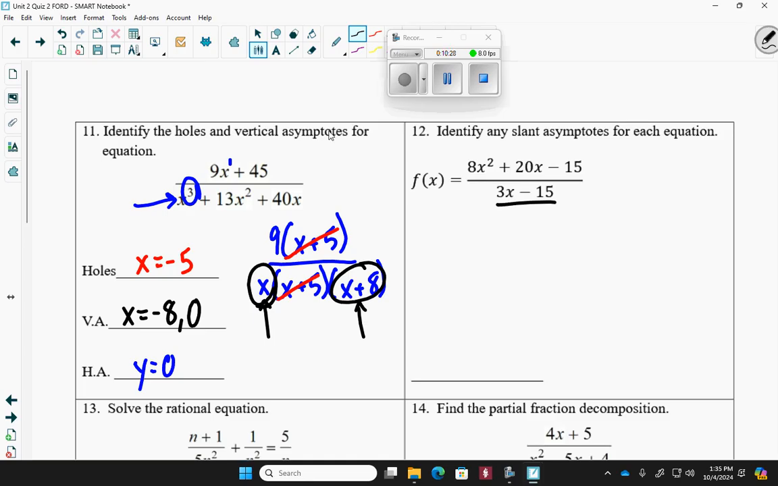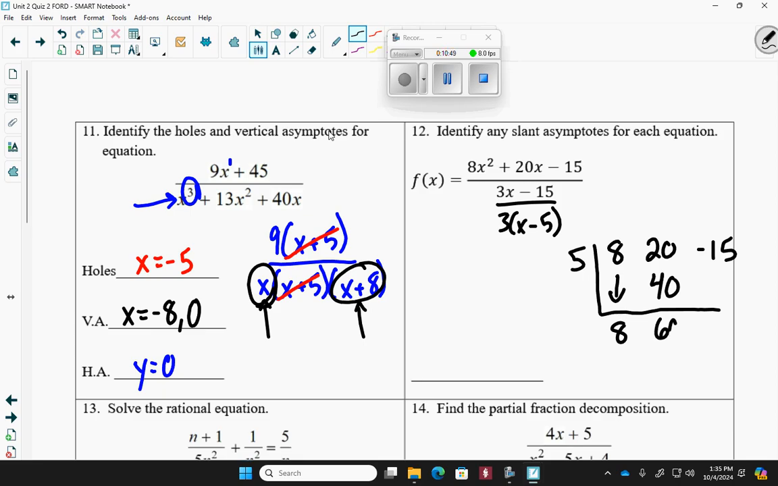All right? Identify any slant asymptote. So first thing, I'm noticing, hey, that denominator is not in the form we need it, so I'm going to have to factor out a 3. And then I have x minus 5, so I'm going to put a positive 5 on the outside. 8, 20, -15. Drop your 8. Don't do anything to it. Just drop it. So 5 times 8 gives me 40. That gives me 60. And remember, this last column you can disregard. Now, since I factored out a 3, I have to divide by 3. So y is equal to 8 over 3x plus 20, because 60 divided by 3 is 20.